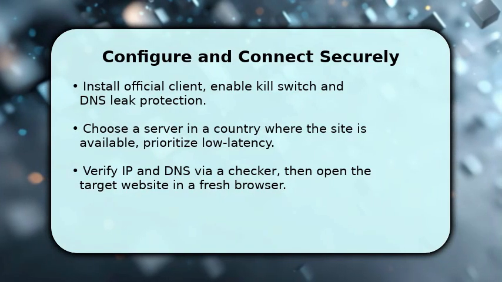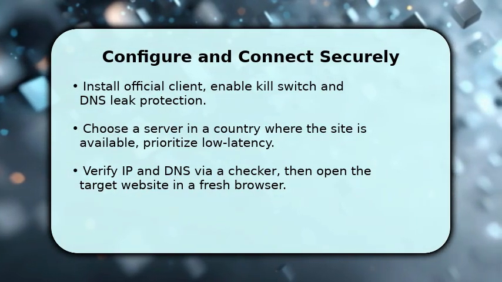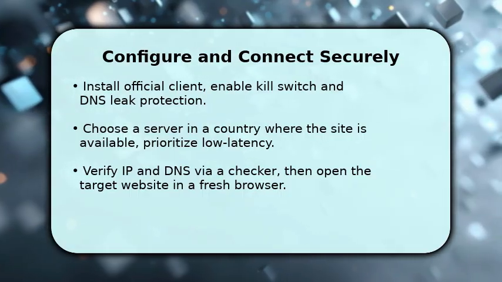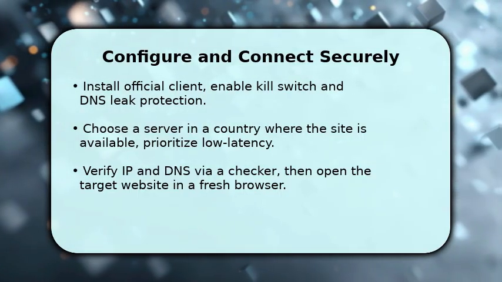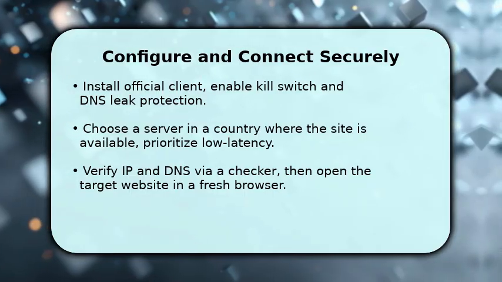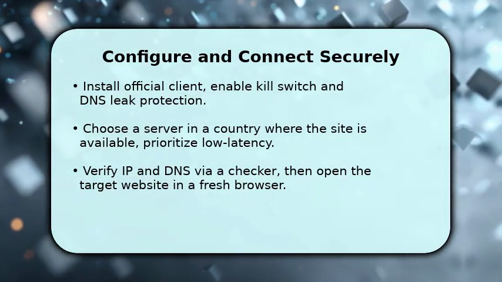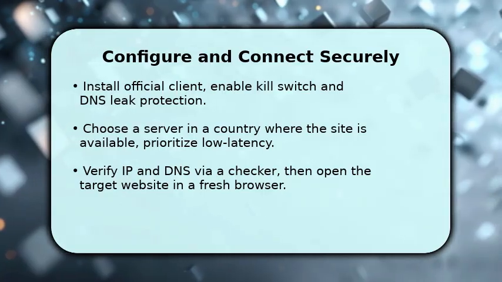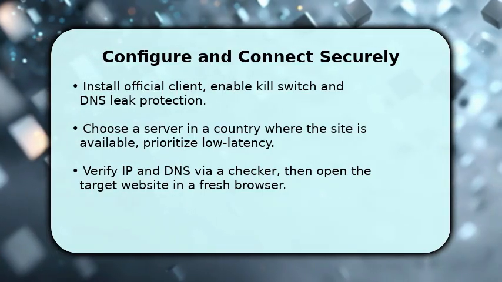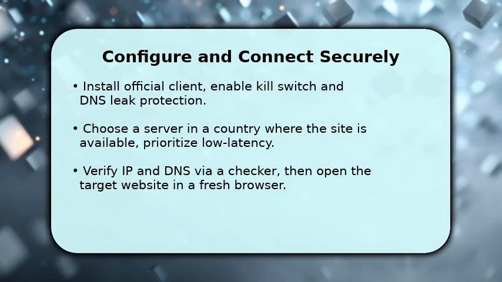You now configure and secure your connection. Open the VPN app and enable features like kill switch and DNS leak protection. These prevent leaks if the connection drops. Once enabled, select a server located in a country where the website is accessible, prioritizing lower ping for better performance.